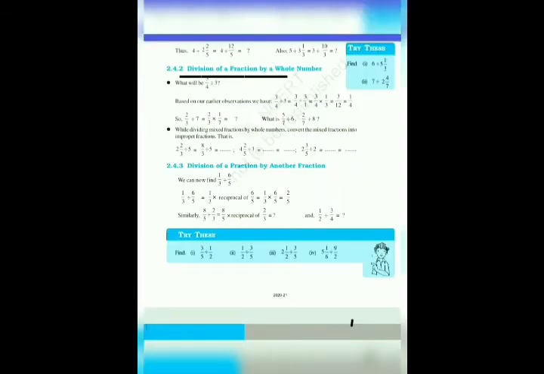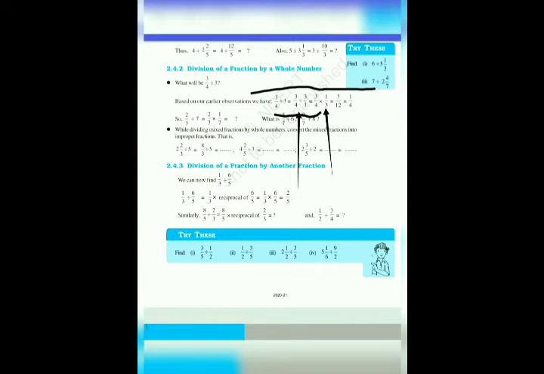Take a division of a fraction by a whole number. Here is our question, 3 by 4 divided by 3. Now we can write 3 by 4 and 3 as 3 by 4 divided by 3 by 1. Now we convert our division sign into a multiplication sign. So we know that whenever we convert our division sign into a multiplication sign, our numerator becomes the denominator and the denominator becomes the numerator.